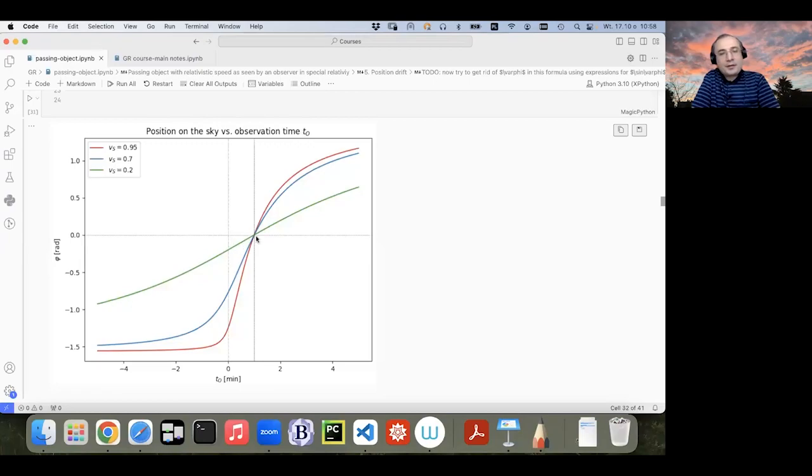What is interesting is that slowly moving objects simply correspond to a more or less symmetric function over here. We first see the object in front, then it slowly moves, passes us at 90 degrees and moves outward. And this is a symmetric situation. But for a quickly moving source, we see that the body appears to be motionless, exactly in front, for a much longer time, and then appears to be moving very, very quickly for a short period of time. And then again, slowly moves to the opposite side of the sky.